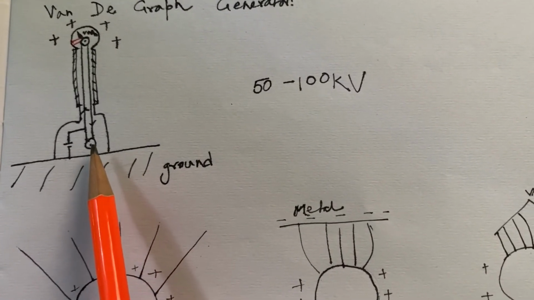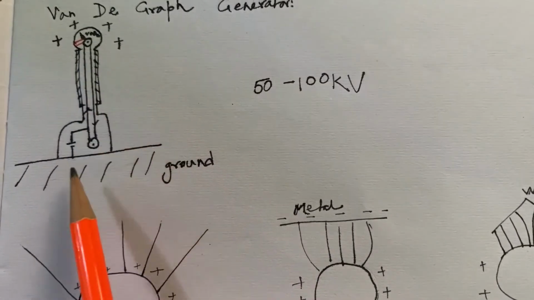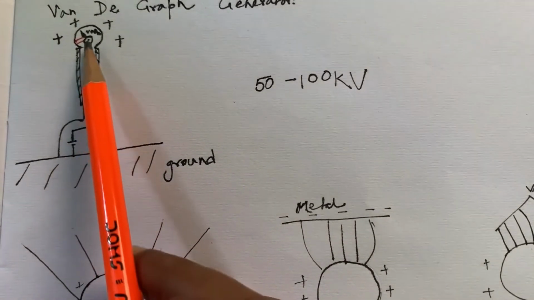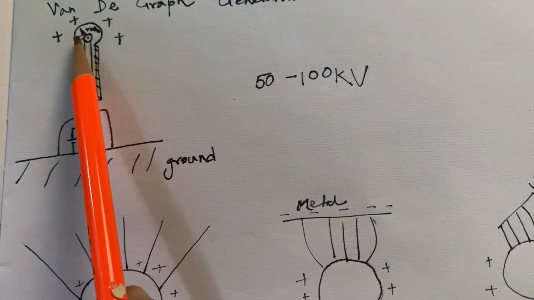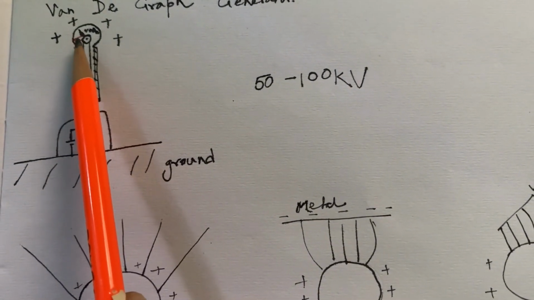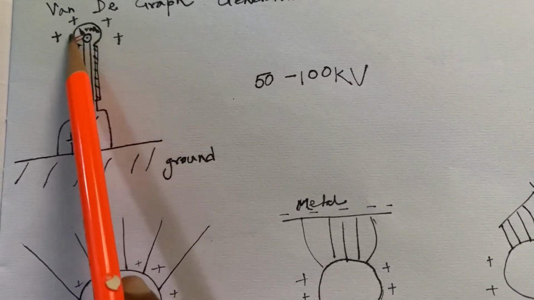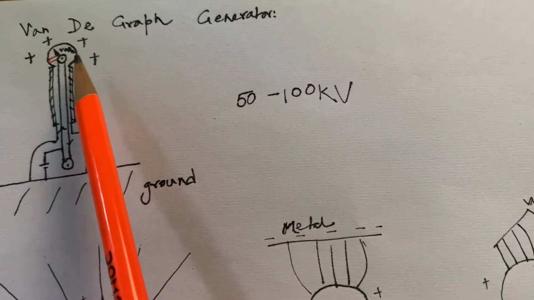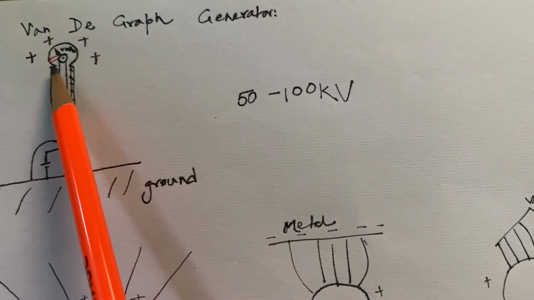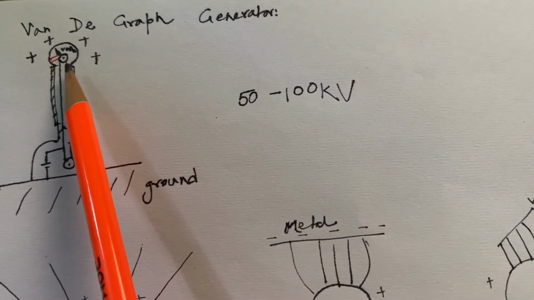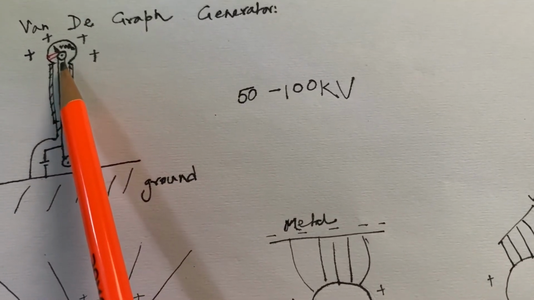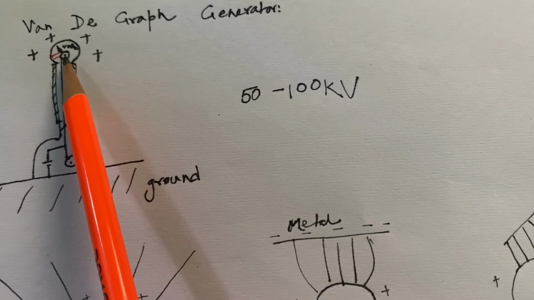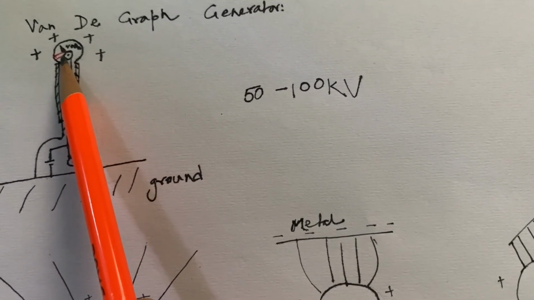This motor will help in running this pulley, because through this belt the charges generated here will be shifted upwards, and with the help of this brush the charges will be shifted to the metal contour, to the surface of the metal. We know all the charges reside on the surface of the metal, and with the help of the brush, the charges on this belt will be transported to this metal surface.